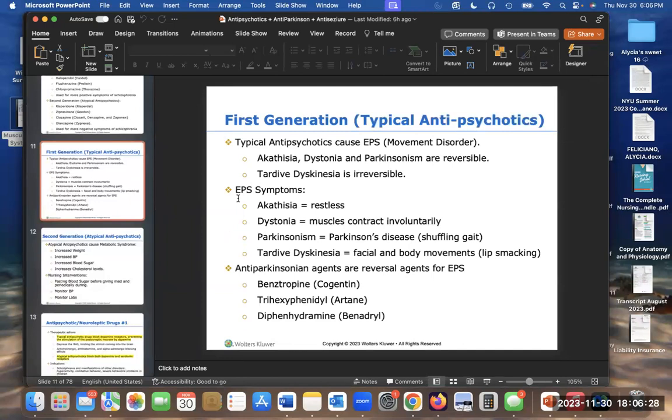Now, what I want to tell you that's so important with those typical antipsychotics, I'm going to keep referring to Haldol because that's one of the most commonly asked ones, or haloperidol. It can cause EPS or extrapyramidal symptoms. That means they have problems with movement. So akathisia, which means restlessness, dystonia, which means that the muscles contract involuntarily, or Parkinsonism. They get like Parkinson disease, like a shuffling gait.